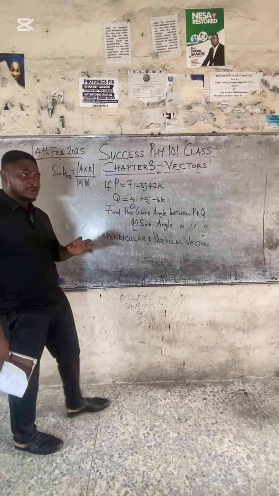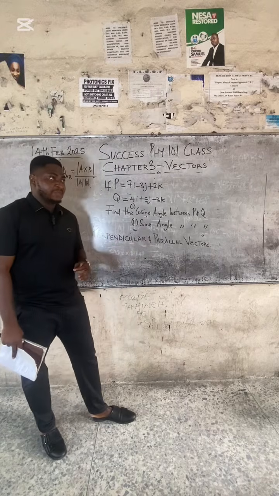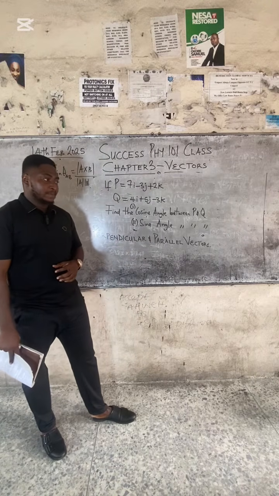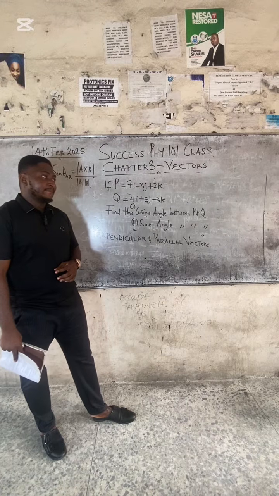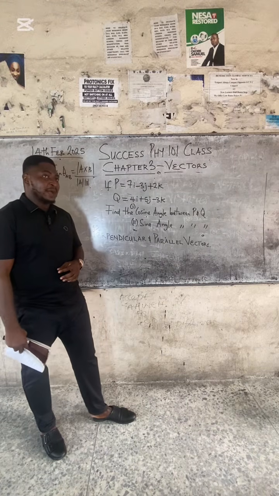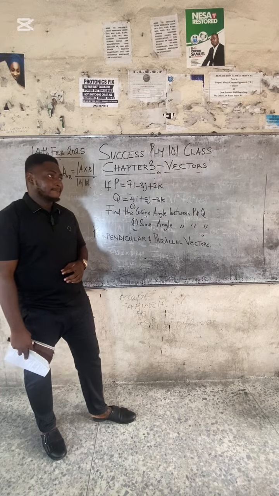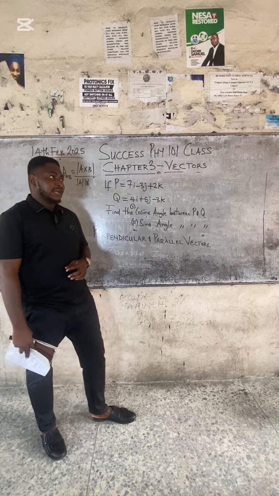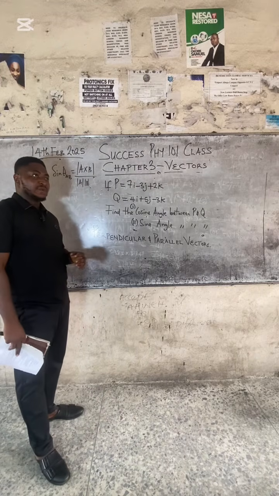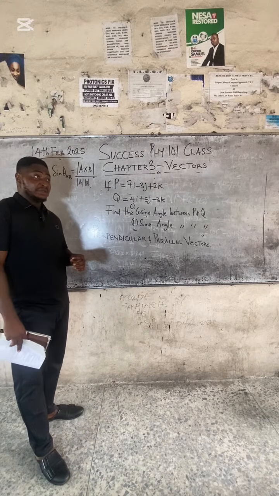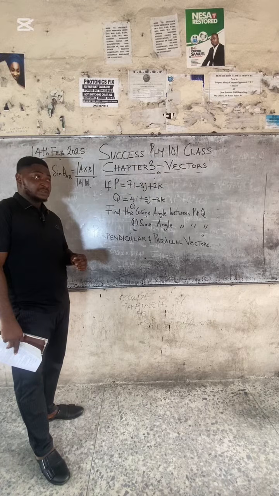Why are two vectors parallel? Two vectors are parallel if their cross product equals 0.